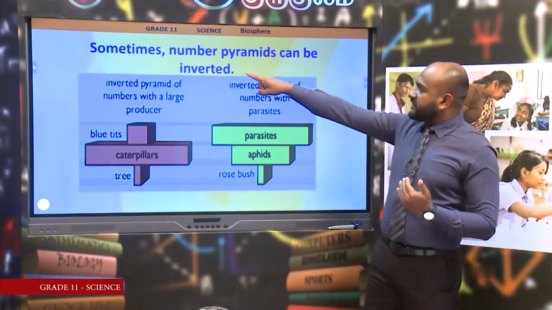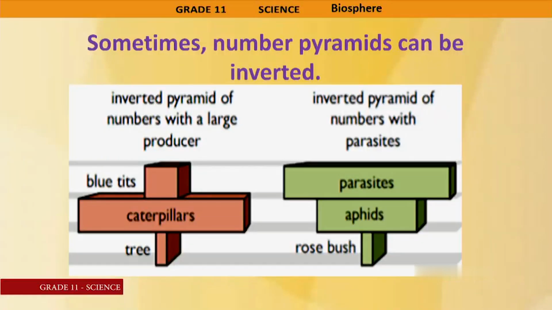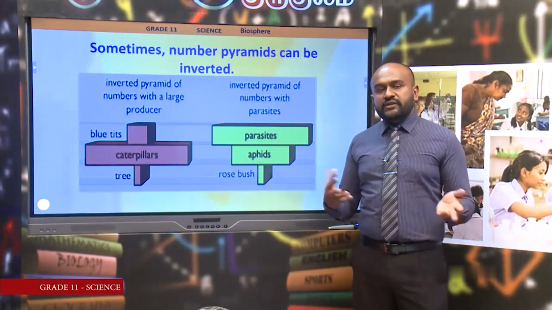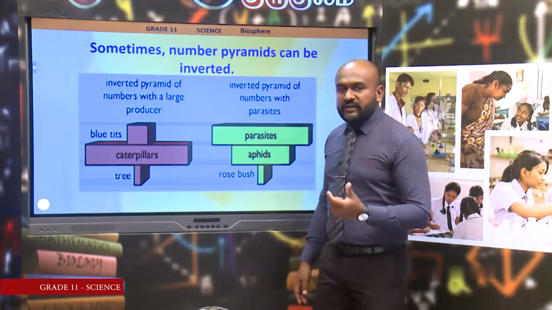Yeah, that is what I said, sometimes number pyramids can be inverted. Now, you see a rose bush, just one, many aphids can feed on that, and there will be many parasites feeding on aphids. So, this is a completely different number pyramid. So, it does not give us a correct picture about energy flow. To overcome this defect, ecologists have introduced another ecological pyramid.